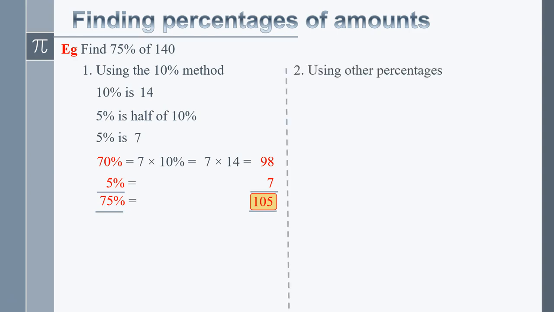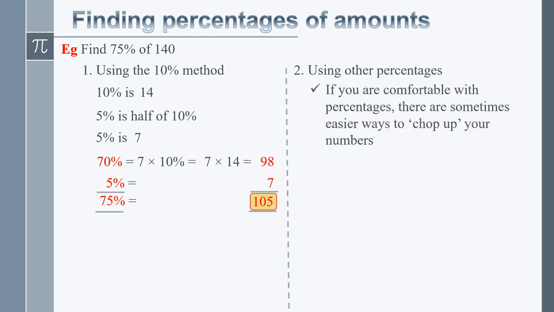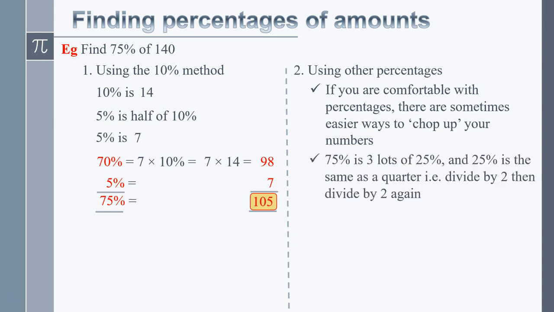Now, it may be that you spotted an easier way to work with 75%, and if you're comfortable with percentages, sometimes you can spot easier methods just to chop things up. In this particular case, I'm going to go with the fact that 75% is simply 3 lots of 25%. And 25% is a nice easy one because it's the same as a quarter, it's a divide by 4. The easy way to get to that is simply to do a divide by 2 and then divide by 2 again.